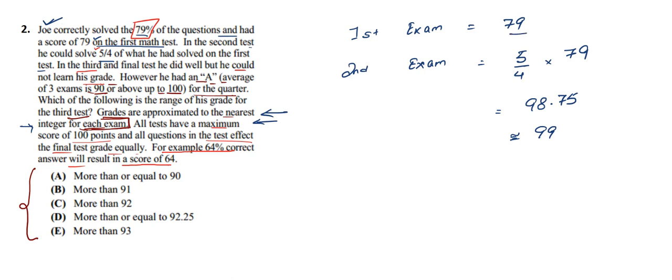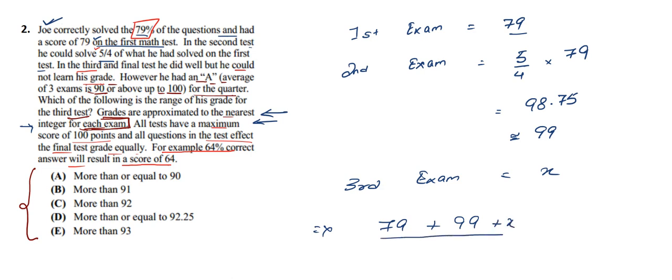Now we need to find the range of his third exam marks. So let the third exam marks be equal to x. So the average of all three exams will be 79 plus 99 plus x divided by 3. So you can see that he has scored a grade in the range from 90 to 100. So we have the upper limit to be 100 and the lower limit to be 90.